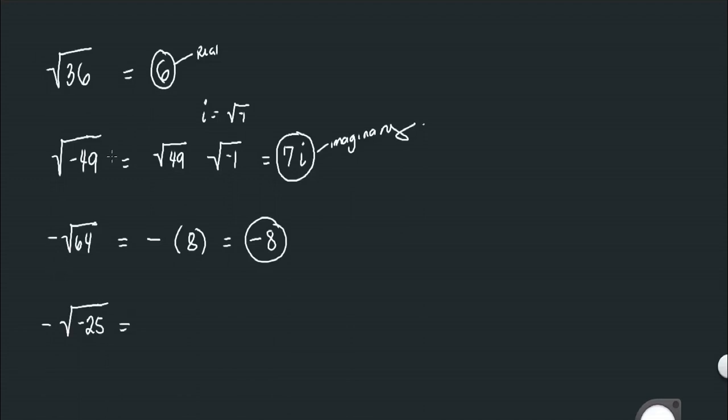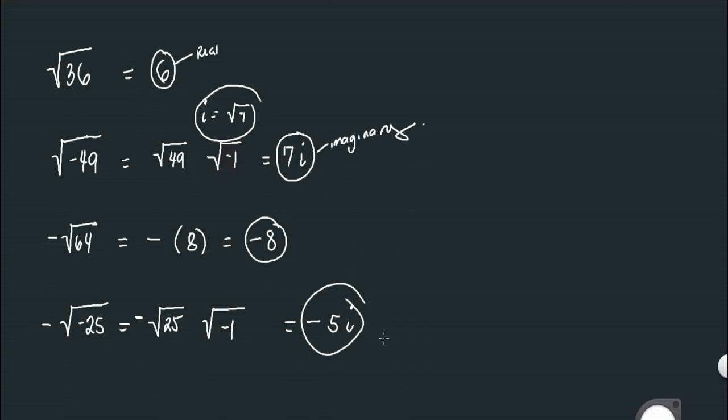Kagaya ng ginawa natin sa second example, i-break down muna natin yung negative 25 into two. So we have the square root of 25, a perfect square number, times the square root of negative 1. Huwag natin kakalimutan yung negative, so dito natin lalagay yung negative: negative times the square root of 25 times the square root of negative 1. As you can see, we have negative here. The square root of 25 is 5. The square root of negative 1 is i. So the answer in our fourth given example is negative 5i.